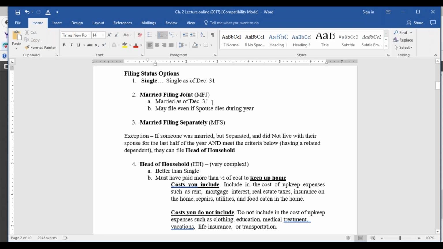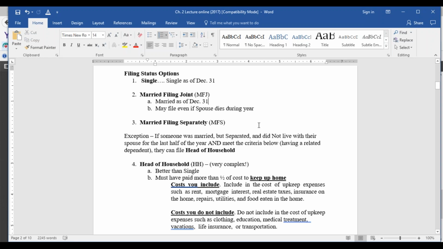Married filing joint, same thing. If you get married the last day of the year, or anytime that last week, even though you were single the whole year, you would file as married filing joint. This also is the case even if your spouse dies during the year. If your spouse dies in February, so you were a widow for most of the year, you would still file as married filing joint.